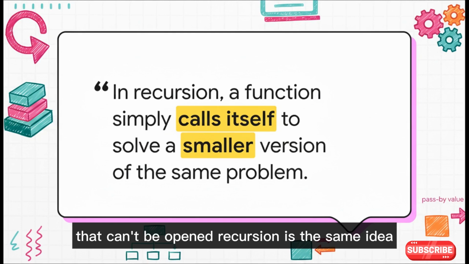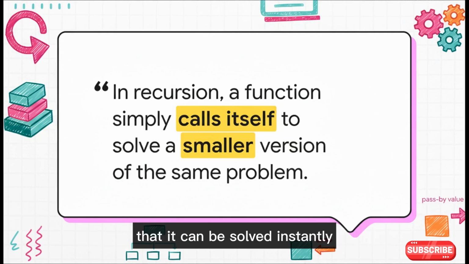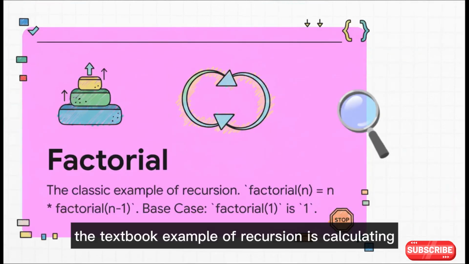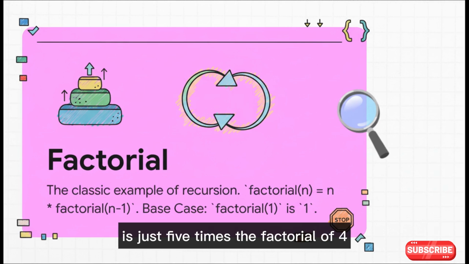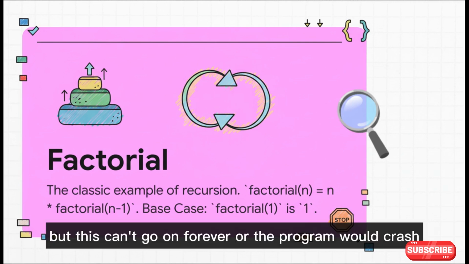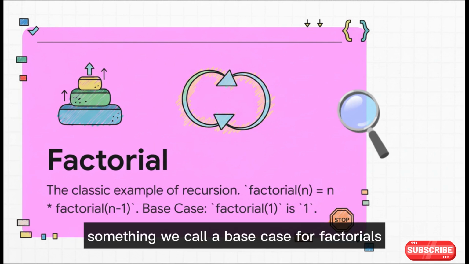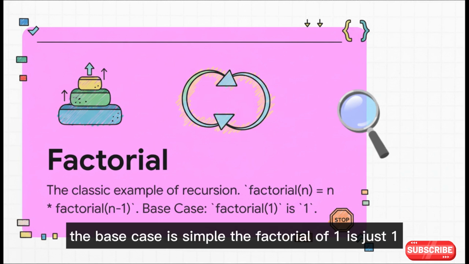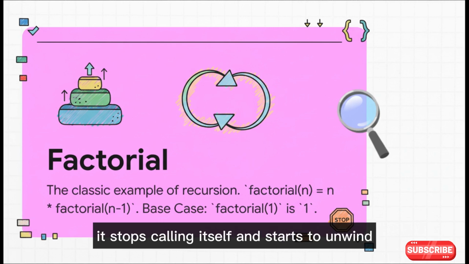Recursion is the same idea. A function calls itself to solve a smaller piece of the same problem over and over until it gets to a piece so small that it can be solved instantly. The textbook example of recursion is calculating a factorial. The factorial of 5 is just 5 times the factorial of 4, and the factorial of 4 is 4 times the factorial of 3. You see the pattern. But this can't go on forever, or the program would crash. Every recursive function needs an escape hatch, something we call a base case. For factorials, the base case is simple. The factorial of 1 is just 1. When the function hits that point, it stops calling itself and starts to unwind.